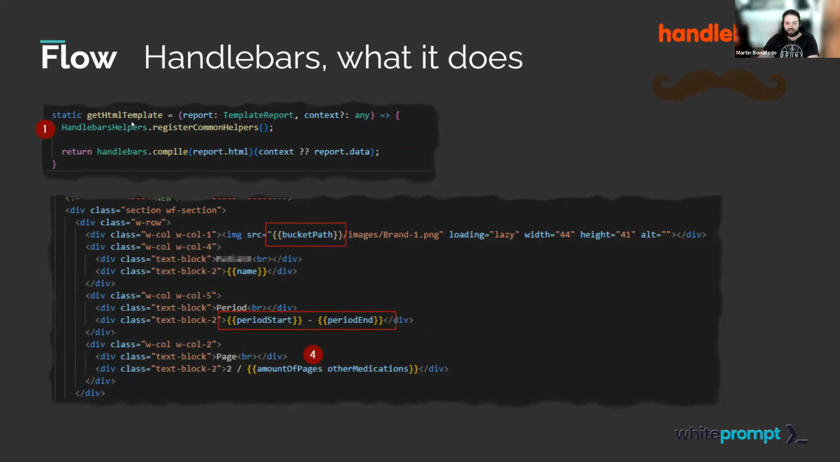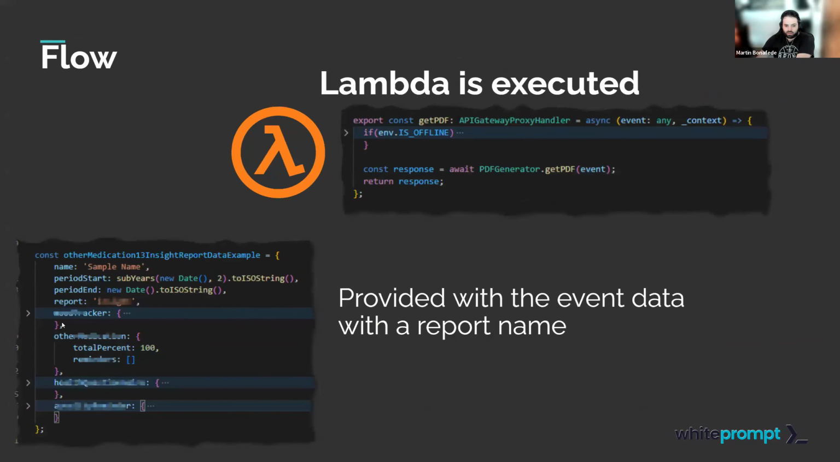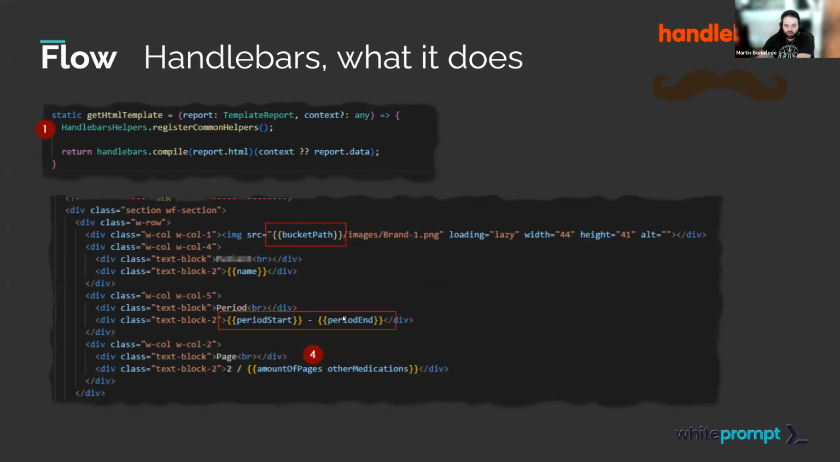The handlebars practically is register common helpers and then compile. It compiles the report HTML that you give with the data. What is compiled? Practically this. You have HTML code, and you add the handlebars, and you add the names. This bucket path, name, period start, period end, and other medication that we have here are things that come in the event, the object that you send from the backend. But if you remember, in this object, we don't have bucket path or period. We have period end, but we don't have bucket path.